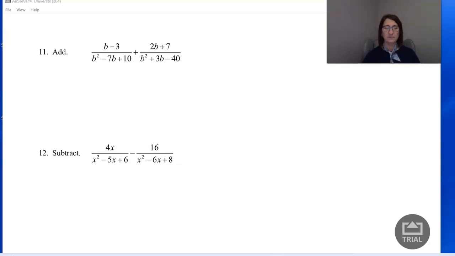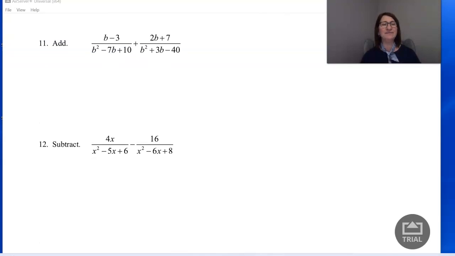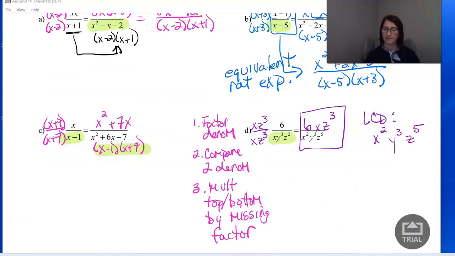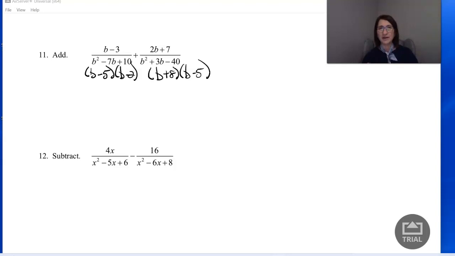Okay, let's try 11 for sure. So for problem number 11, we first want to factor that denominator. When we do that, we're going to get b minus 5, b minus 2, and then for the second one, it's going to be b plus 8, b minus 5. All right, so we can write our LCD.